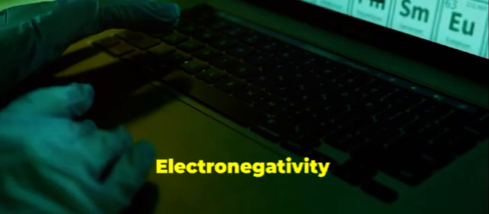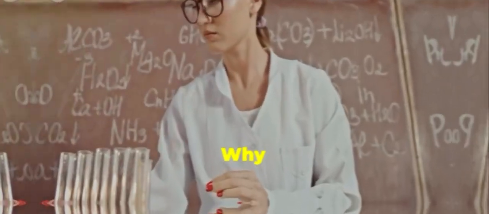So how do we know if an element is electronegative? There's actually a trend on the periodic table. Electronegativity increases as you move across a period, that's from left to right, and decreases as you move down a group. Why are some elements so good at attracting electrons?